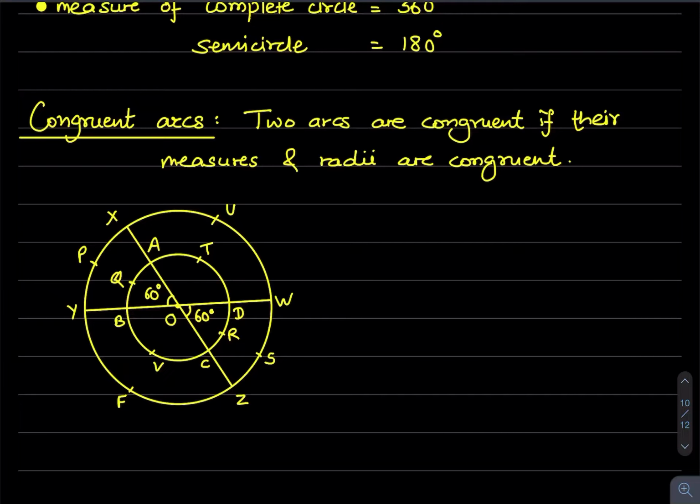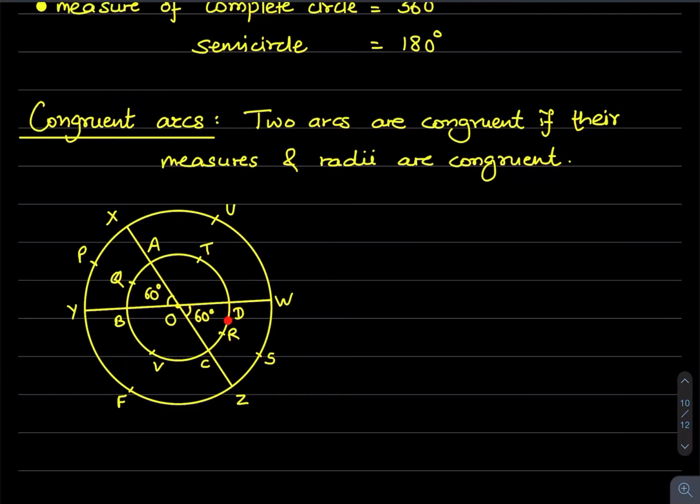Now we will see what are congruent arcs and what are not. First, it is given that the measure of this angle is 60 degrees and this is also 60 degrees, because they are vertically opposite angles, so their measures will be the same. So now this is 60 degrees, so the measure of arc AQB will be 60 degrees.